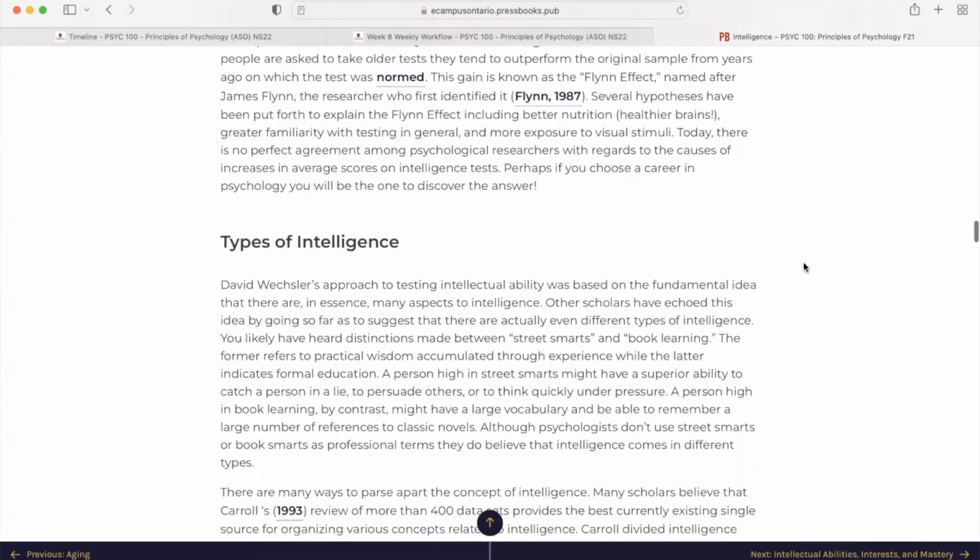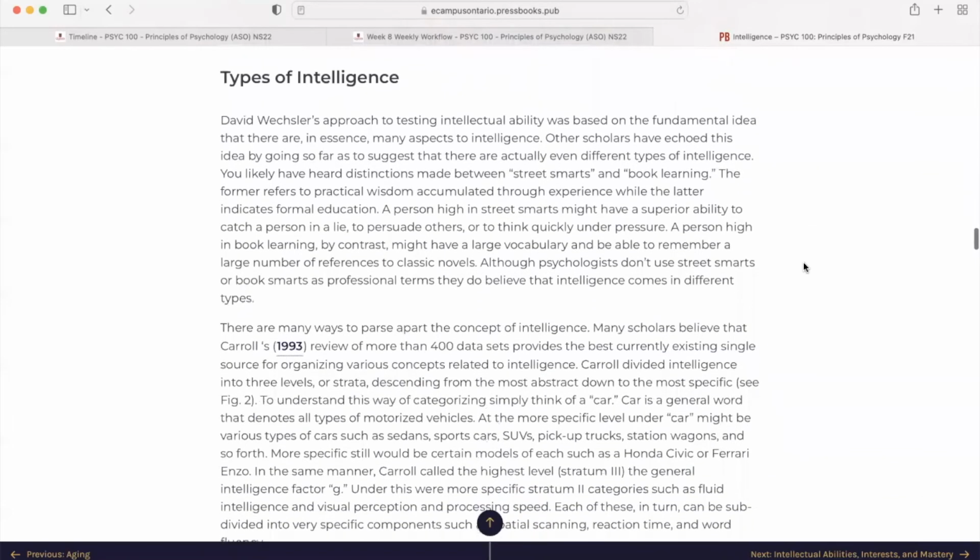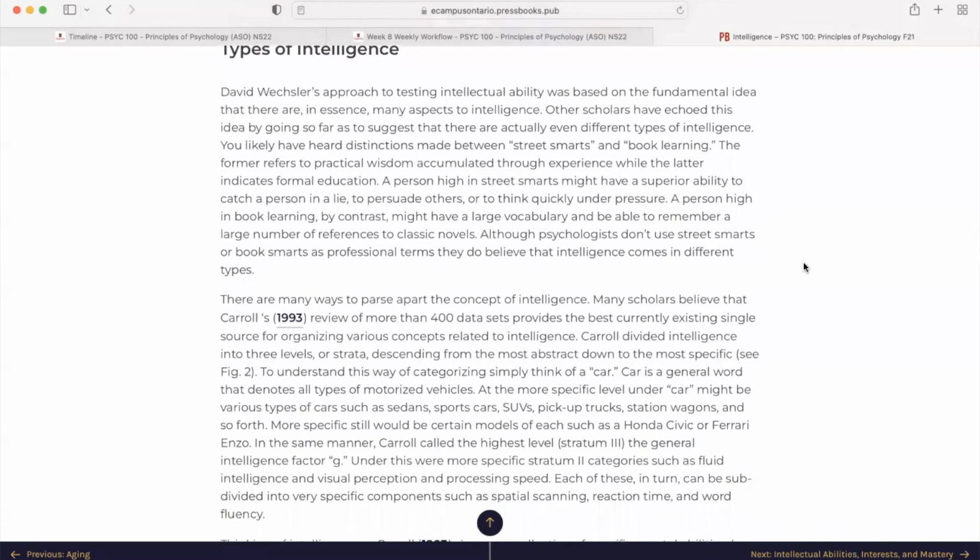Types of intelligence. David Wechsler's approach to testing intellectual ability was based on the fundamental idea that there are, in essence, many aspects to intelligence. Other scholars have echoed this idea by going so far as to suggest that there are actually even different types of intelligence. You likely have heard distinctions made between street smarts and book learning. The former refers to practical wisdom accumulated through experience, while the latter indicates formal education.